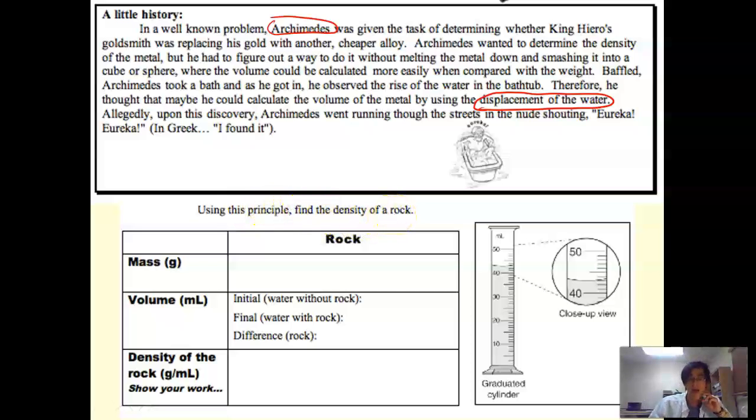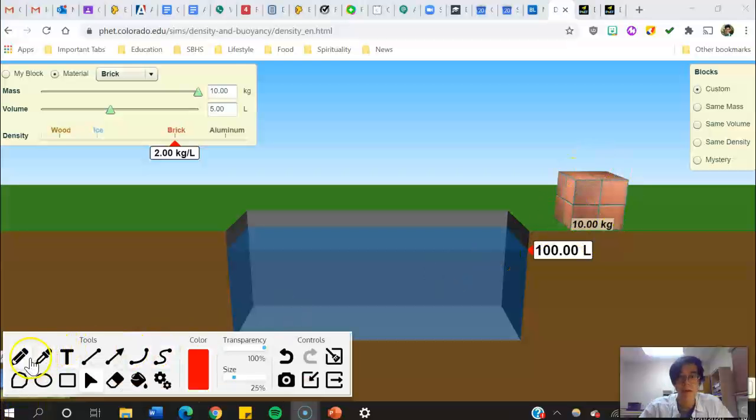Okay, and I'm going to use a little virtual simulation to figure out the mass and also the volume. We're going to find the volume in liters in the simulation, and instead of grams, the mass is going to be in kilograms, okay? So, we'll fill this out by doing a simulation. So, check this out. Alright, Mr. Blockman right here is 10 kilograms for mass. So I'm going to write that over here. So mass is equal to 10.00 kilograms.